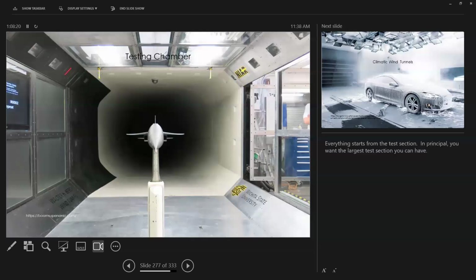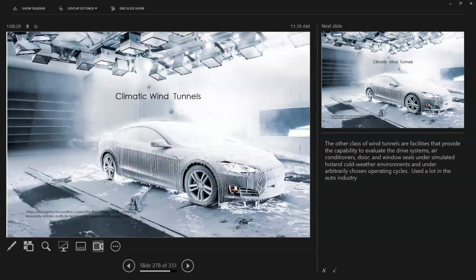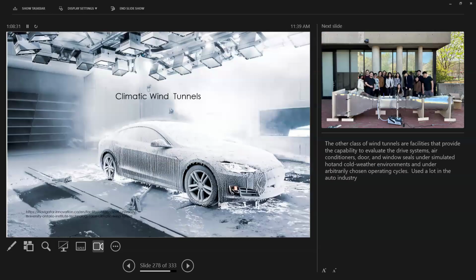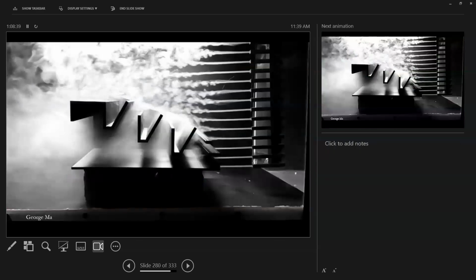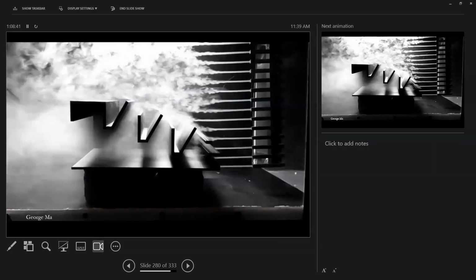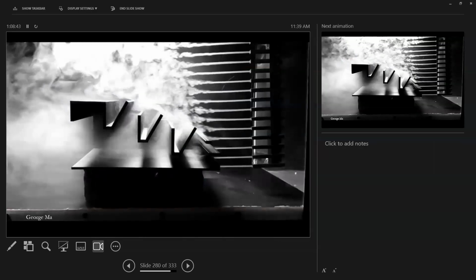As well as high speed flight, because the boundary layer conditions at high speed flight are extremely challenging to simulate, as well as climatic wind tunnels with cars. We did this last year. My students and I, we made one. Tested. This is George's video in that. It's here, by the way. You can use it.